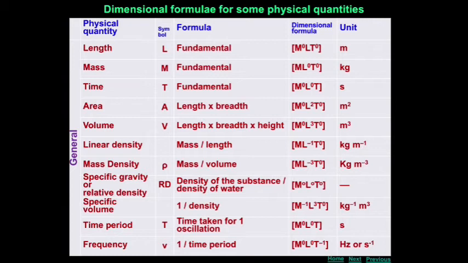Good. Next one is specific volume, that is 1 by the reciprocal of density. Reciprocal of density, that is mass density. Volume by mass is called specific volume. The dimensional formula is L cube m inverse.